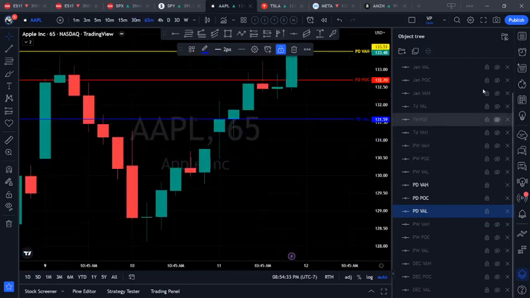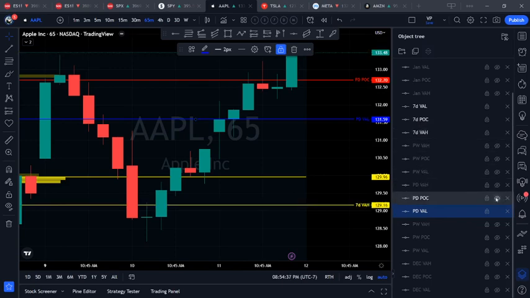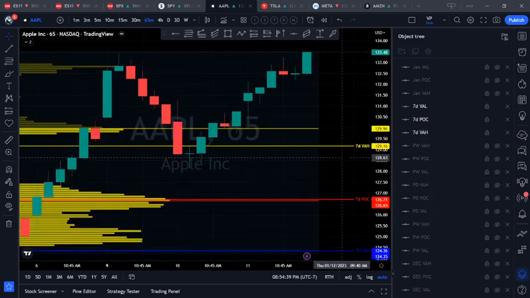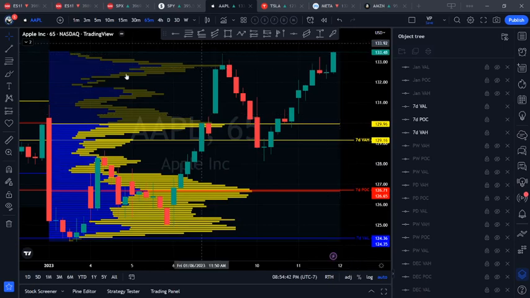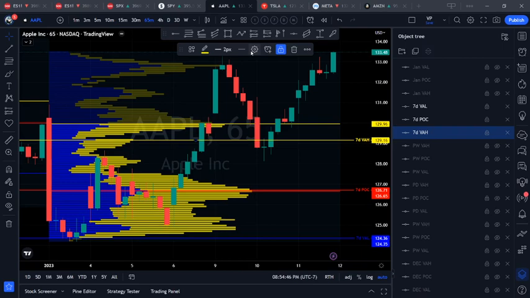Move on to the weekly levels. And I know I'm going fast tonight, but as long as you guys understand how to find your levels, you'll be able to get these same numbers.